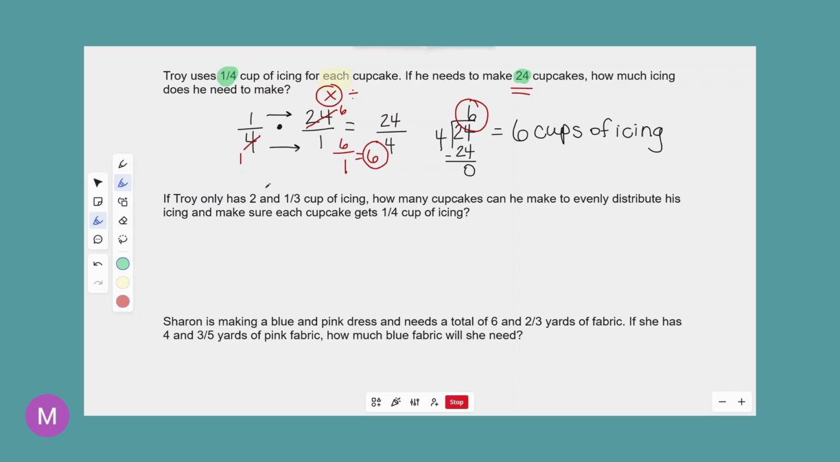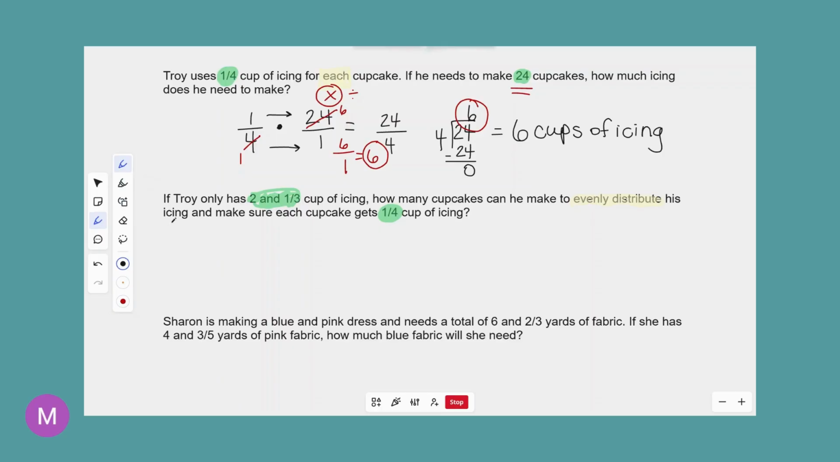So Troy only has 2 1/3 cup. Okay, so this is the whole number here, 2 1/3. And how many cupcakes can he make to evenly distribute his icing and make sure that each cupcake gets 1/4 of a cup of icing? All right, so he's still sticking with that 1/4 cup of icing. So those are our two numbers. And then the operation, and if you heard it when I read it, evenly distribute would be the key, telling us that we need to divide here.